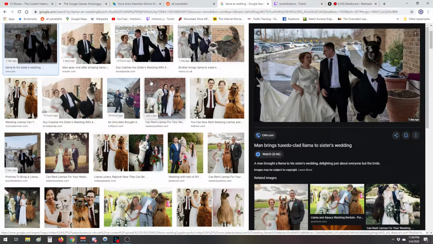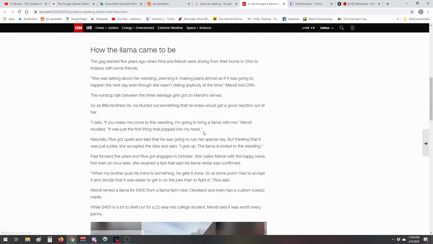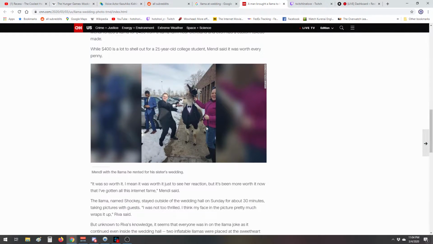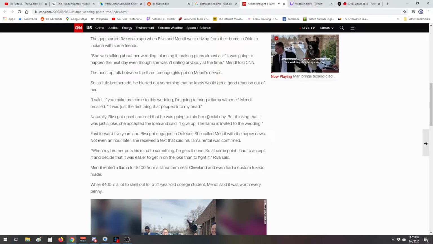Flash forward 5 years later, and she's actually getting married, and he remembers this conversation he had with his sister in the car, and he actually brings a llama to the wedding. The funny part is it wasn't a secret, because in the CNN article I can click here about him going to his sister's wedding, he actually posted on Reddit about 3 weeks ago about how to size a llama for a tuxedo.